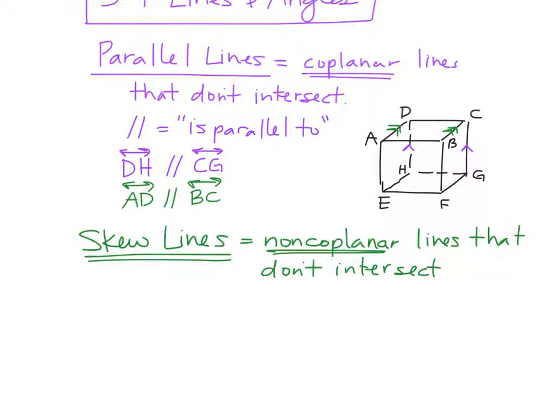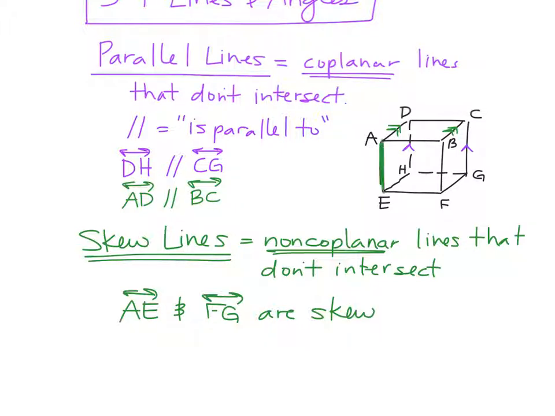A, B, and E, F. Nope. A, B, and A, E. A, B and A, E intersect. They can't intersect, right? A, E, and F, G. There it is. So we could say A, E, and F, G are skew.